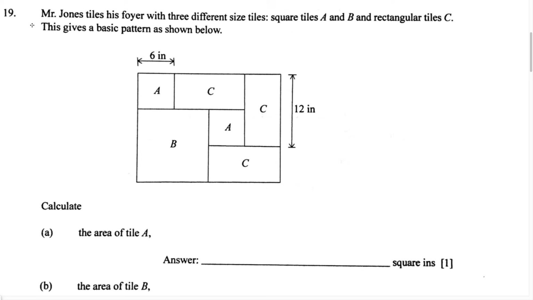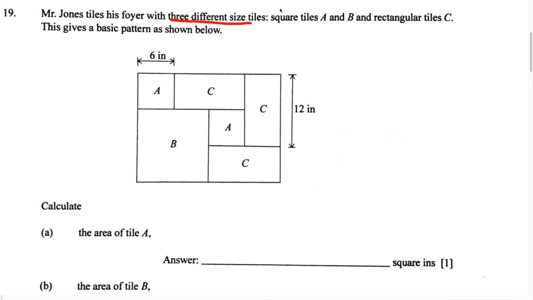Okay, we're on question number 19 now. Mr. Jones tiles his foyer with 3 different size tiles. Square tiles A and B and rectangular tiles C. This gives a basic pattern as shown below. Okay, let's read the question one more time. It says Mr. Jones tiles his foyer with 3 different size tiles. So we have 3 different sizes, right?